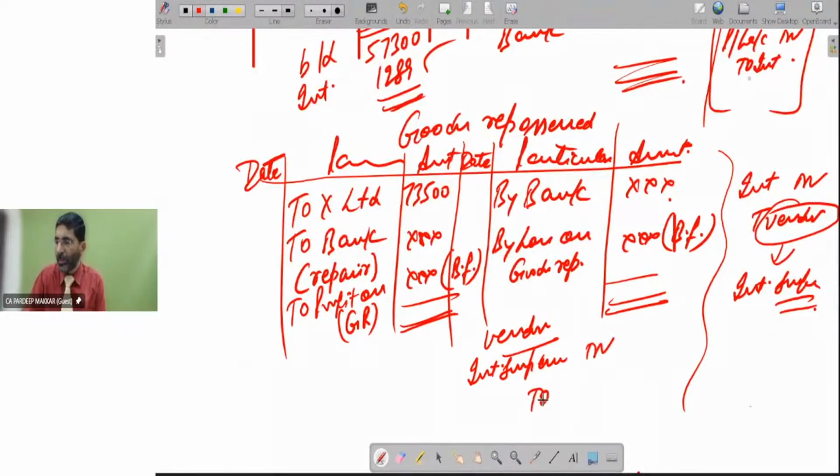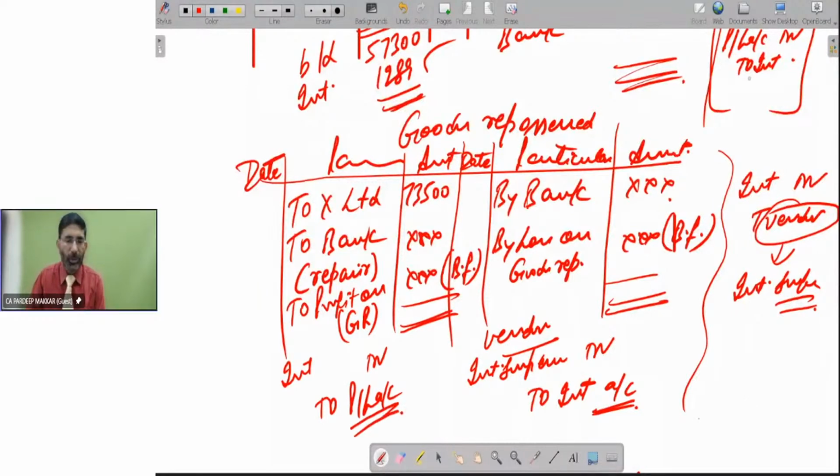Debit to interest account every year, and also transfer interest account to P&L account every year. In the books of vendor also a similar thing is there. Is that clear to everyone?